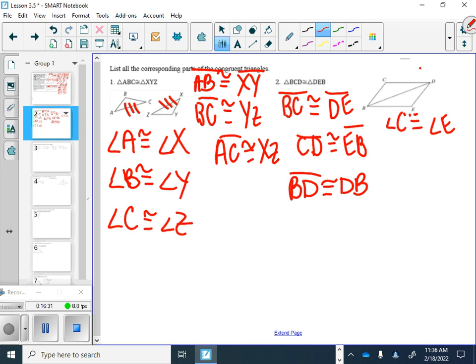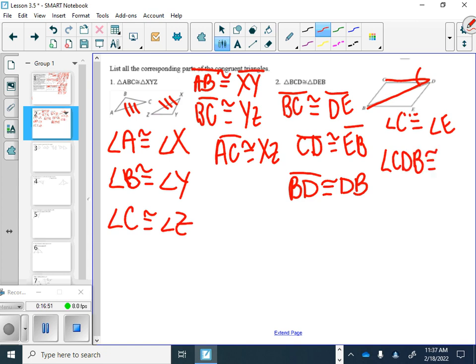This angle right here, how would I name it with three letters? CDB, good. Okay, D must be in the middle. B and C can go wherever else, but since point D is my vertex, that's got to be in the middle. So that is CDB.